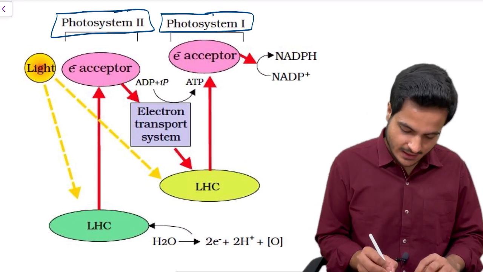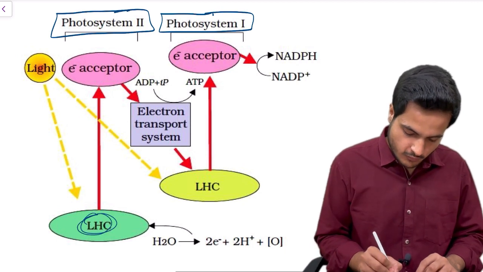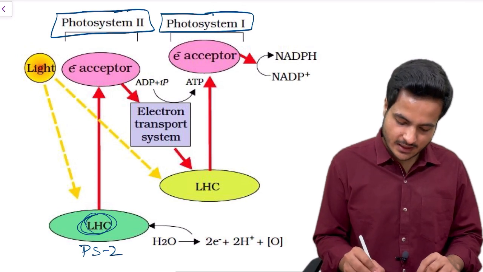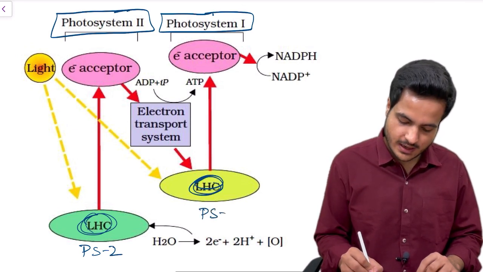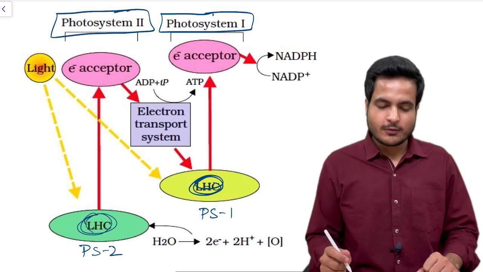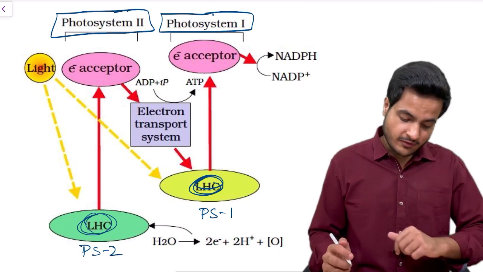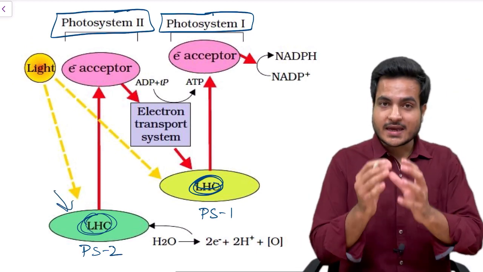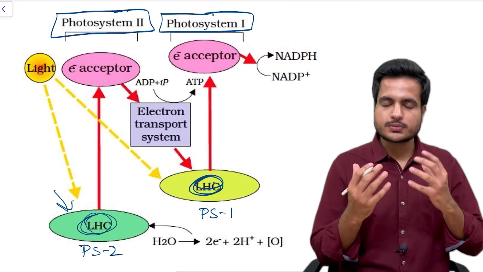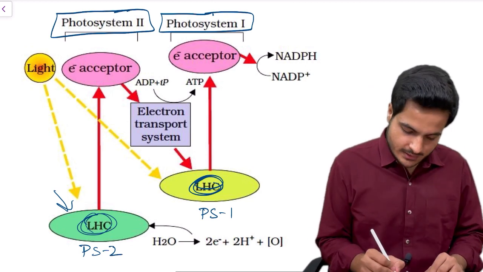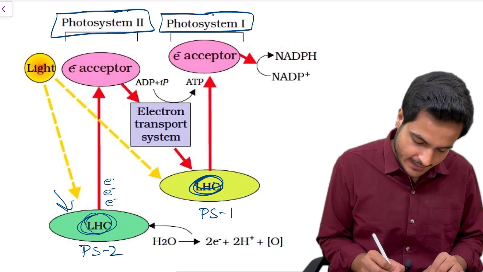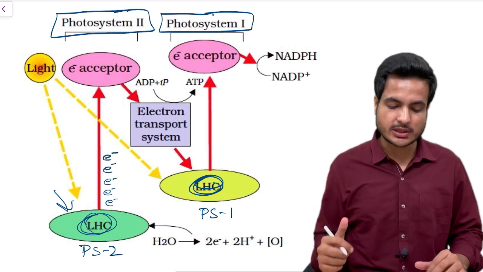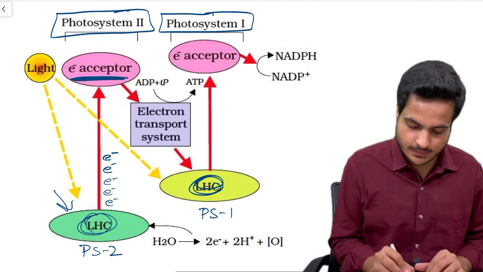Since this is the light harvesting complex of photosystem 2, I'll mark it as PS2, and this is the light harvesting complex of photosystem 1, I'll mark it as PS1. When light falls on the reaction center of PS2, the reaction center chlorophyll A molecule absorbs the light and excites the electron. These excited electrons will move through the antenna and will move to an electron acceptor which has a higher redox potential. So here we have that electron acceptor.